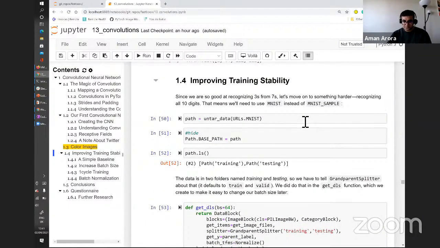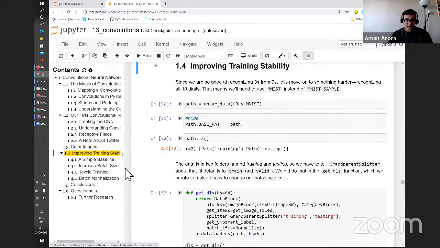Okay, so from this point on, we're in 1.4. We're going to start looking at a simple baseline of convolutions. Then we're going to understand training stability, looking at how we know that our network is stable and training nicely. We're going to look at one cycle training, and finally we're going to wrap up with batch norm. So these are the last 4 things for chapter 13.